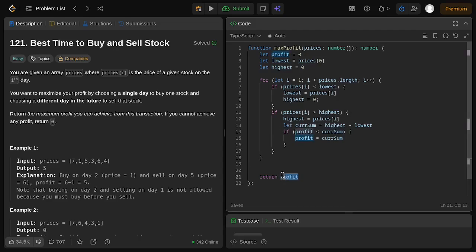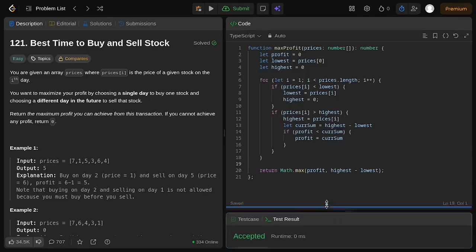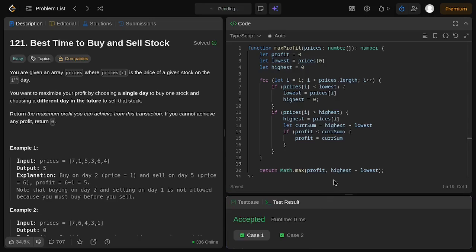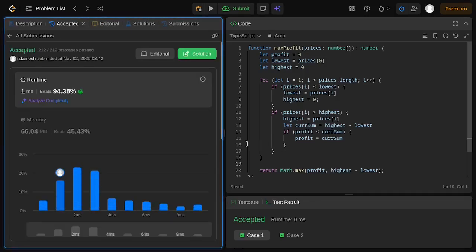using Math.max to ensure that we are either returning the current profit, checking if the profit is higher, or the current highest subtracted by the lowest, whichever is higher from both the profit and the calculation of the highest subtracted by the lowest, returning only the max value as the max profit. So let's run the code to see if it works, and we have the accepted solution. Let's submit the code, see if it works, and we have a runtime of 1 millisecond. And I will show you another way to solve this.